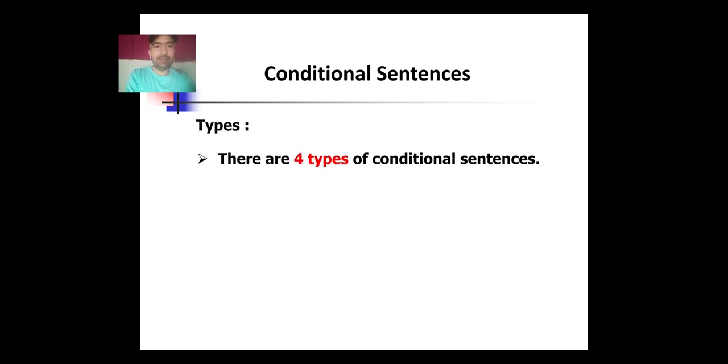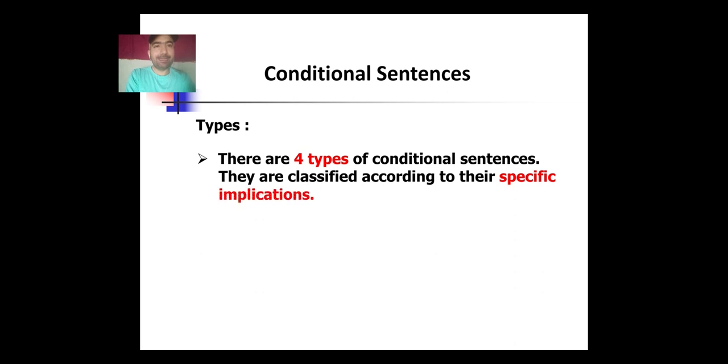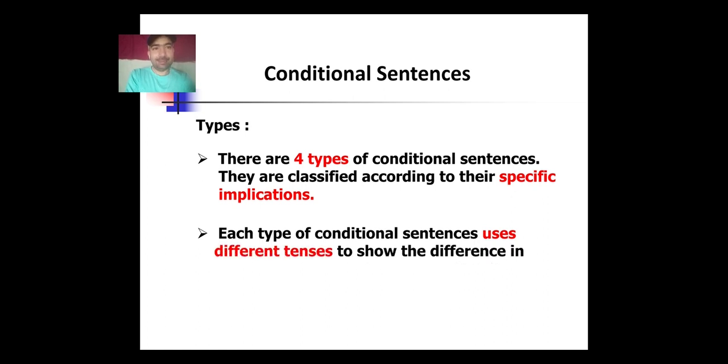So let's start our conditional sentences. There are four types of conditional sentences. They are classified according to their specific implications, what they imply. Each type of conditional sentence uses different tenses to show the difference in their implication. The different use of tenses implies a different sense or meaning.